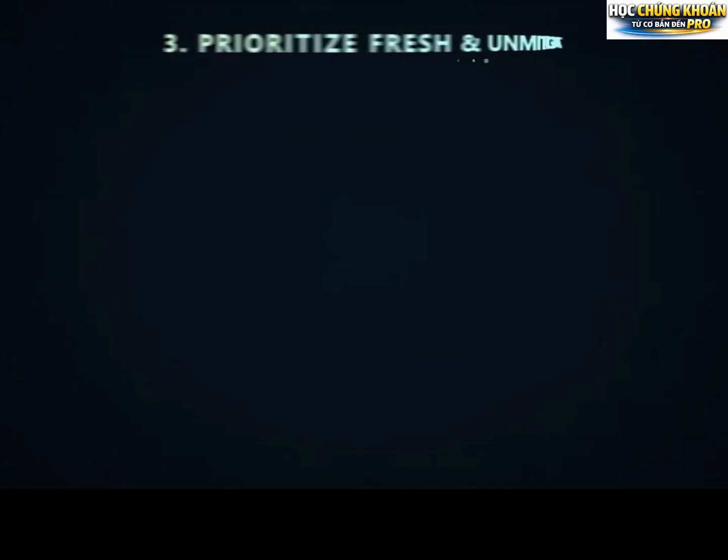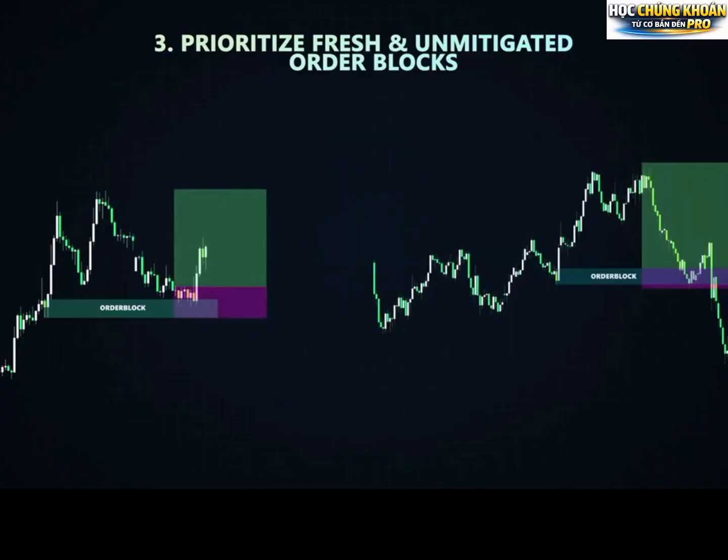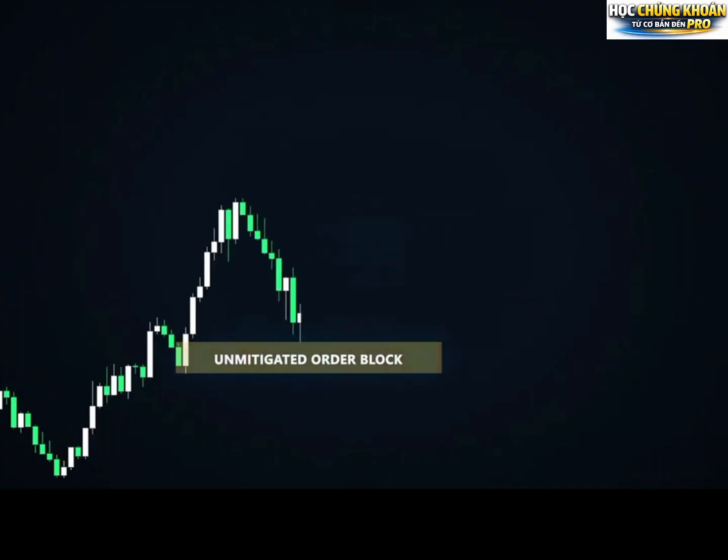Now let's go to the third rule. Alright, let's break this down on the chart. Not all order blocks are created equal. Some are powerful, while others lose their strength over time. Now look at this first zone. This is a fresh, untouched order block, also called an unmitigated order block. Why is this important? Because institutional orders are still waiting to be filled here. This gives us the highest probability of a strong reaction when price comes back to this level.